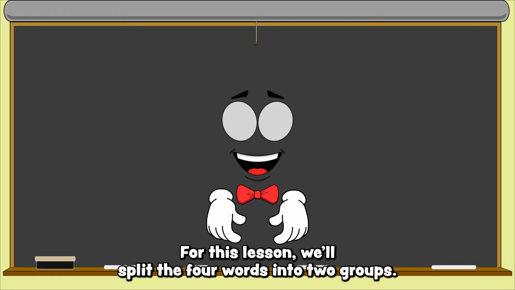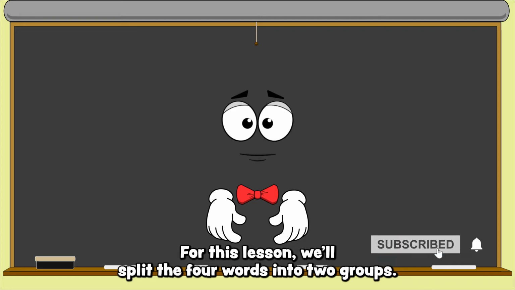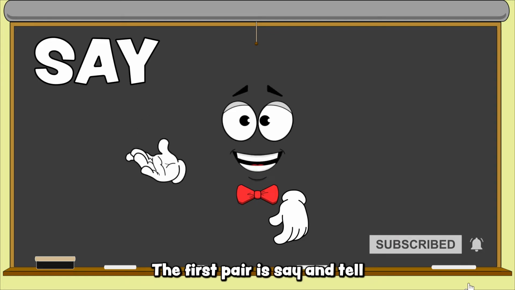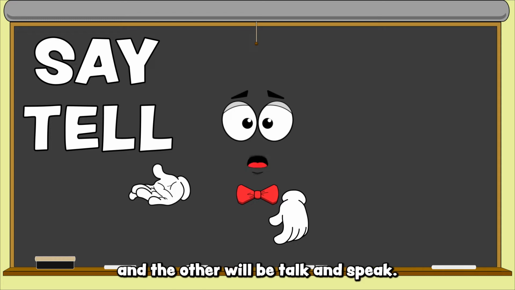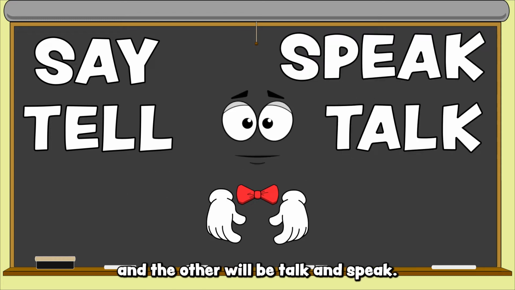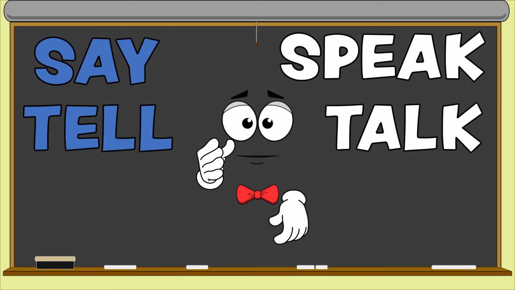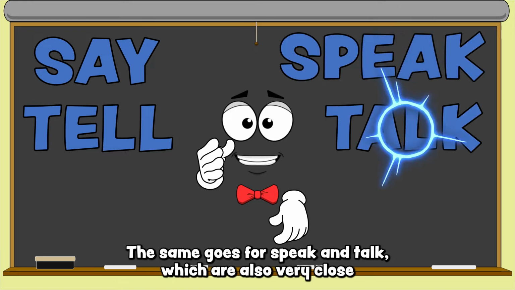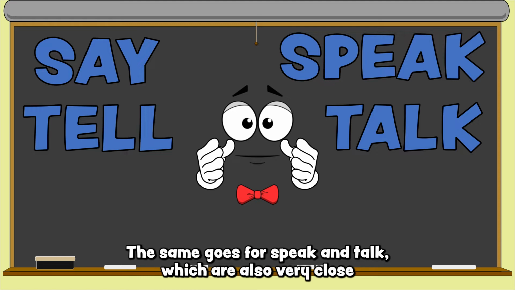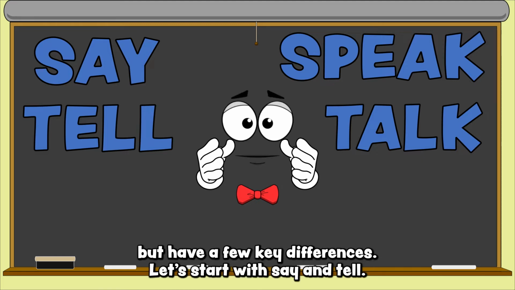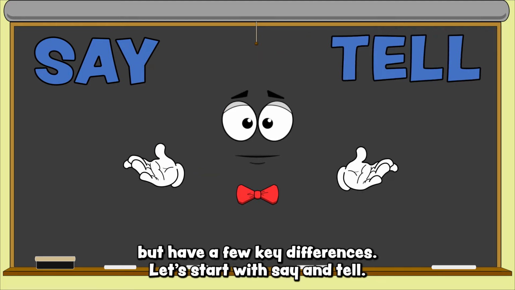For this lesson, we'll split the 4 words into 2 groups. The first pair is say and tell, and the other will be talk and speak. Say and tell have some things in common and are mixed up a lot. The same goes for speak and talk, which are also very close but have a few key differences. Let's start with say and tell.